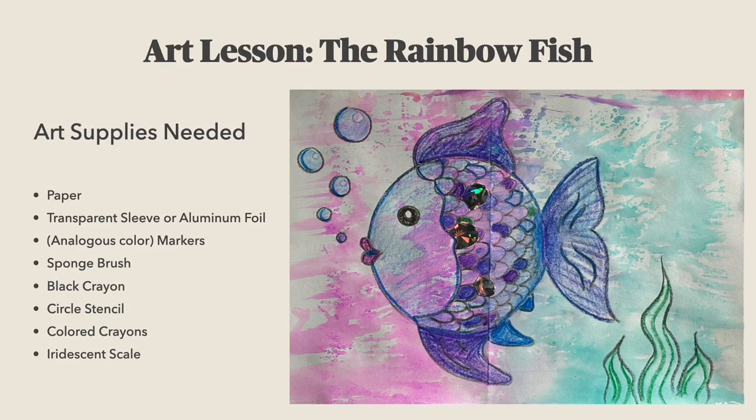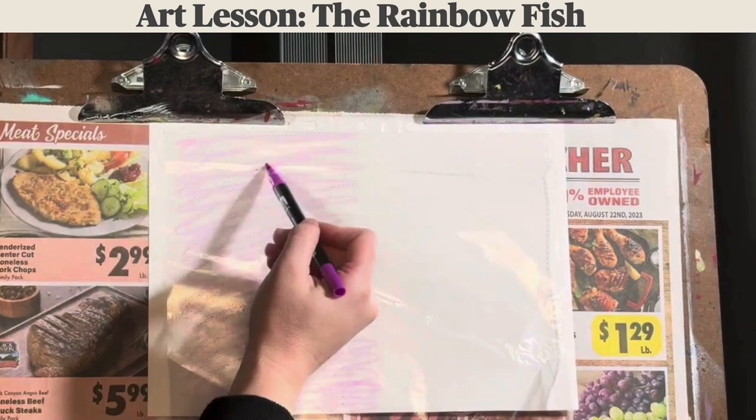Our art lesson for the day will be a rainbow fish. The art supplies needed will be paper, transparent sleeve, or aluminum foil, markers of analogous color, a sponge brush, black crayon, circle stencil, colored crayons, and iridescent paper for his shiny scale. These will be videos of me concluding the art project.